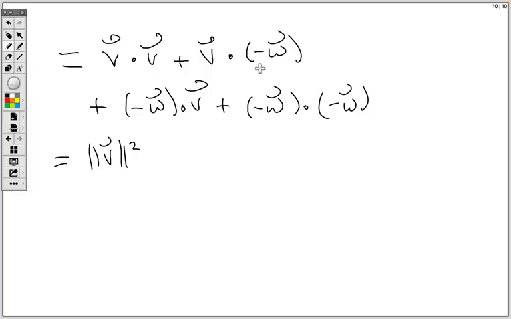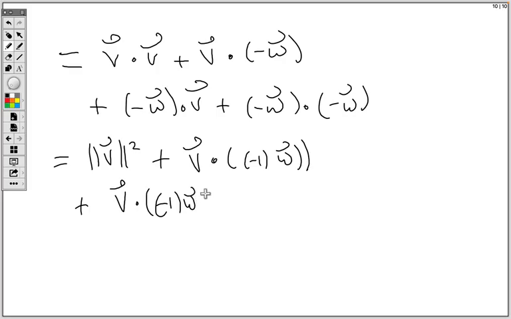What can I do with v dot the opposite of w? Well, I can remember that the opposite of w is the scalar -1 times w. I'm going to use the commutativity of the dot product and the scalar property to rewrite the opposite of w dot v to be v dot -1 times w. And then I'm going to use the scalar property here to write this as -1w dotted with -1w.